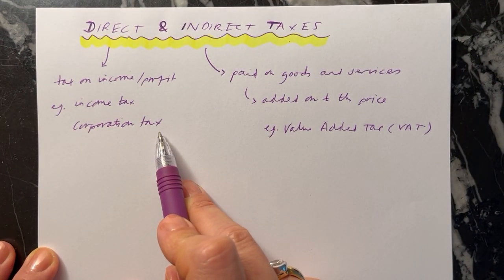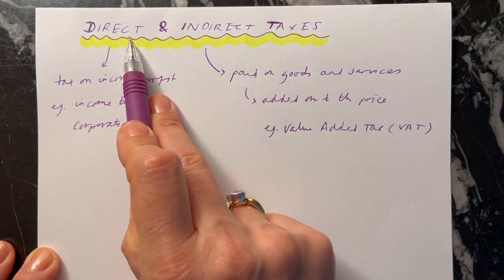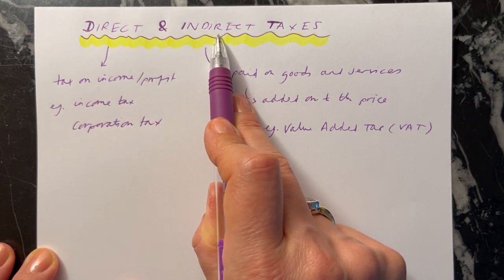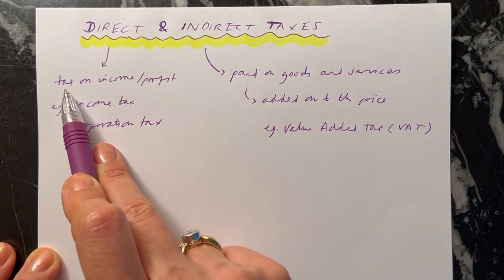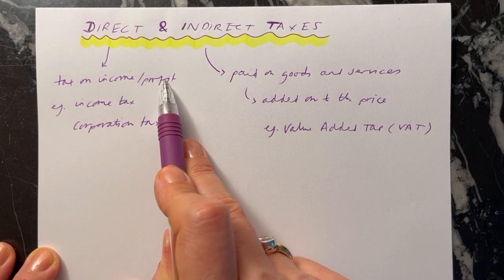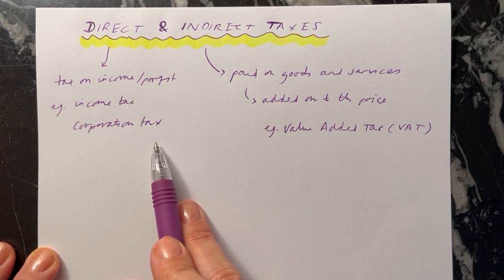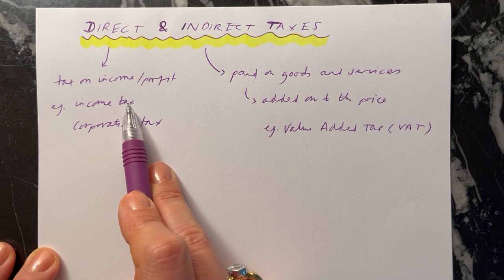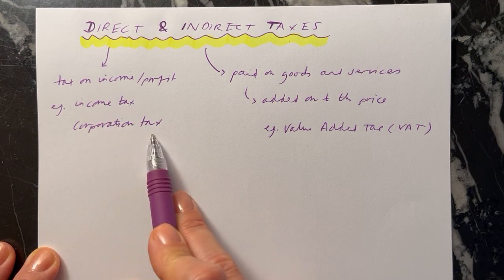And a simple way of understanding why these are direct and these are indirect. Direct, this money, the tax on the income or the profit, is paid directly by the individual or the person who employs them, or by the business. It's paid directly to the government.